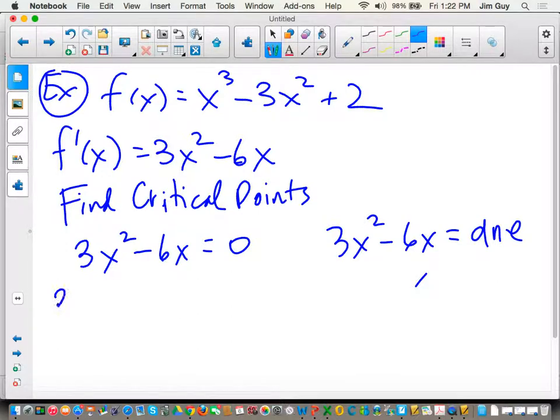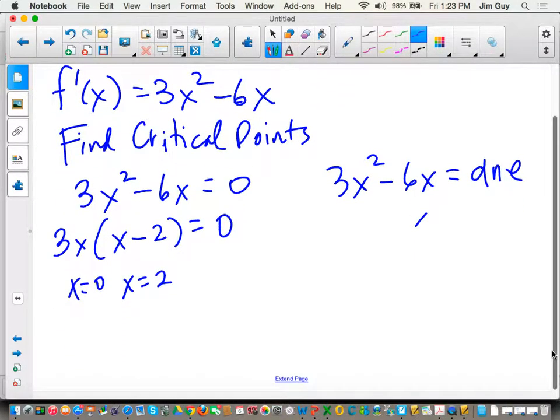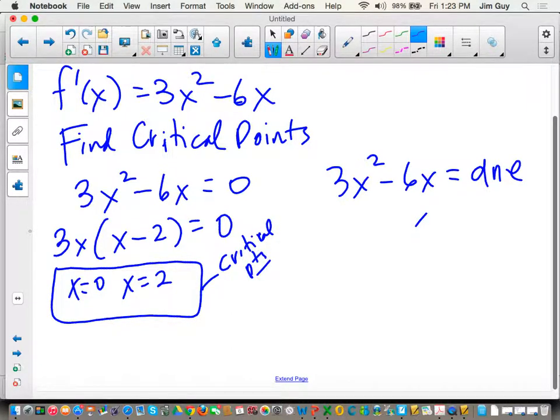Yes, we would factor and solve. You bet. I would take out a 3x, x minus 2. I would solve, and I get x equals 0, x equals 2. Those are my two critical points right here. Those are the x values. If I had to actually find the points, if it said actual points, not just the x values, how would I find the y values? The original one. Very good. All right, everybody gets that? Beautiful.